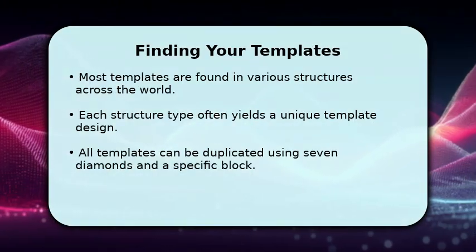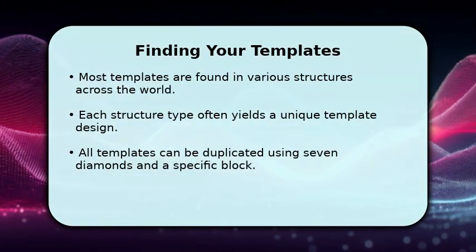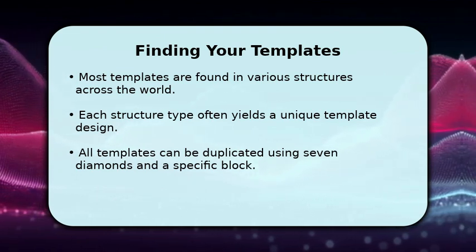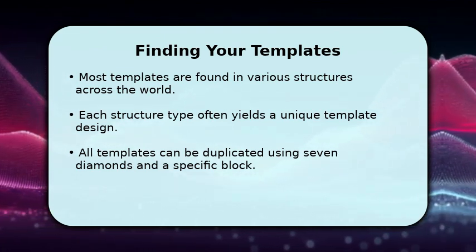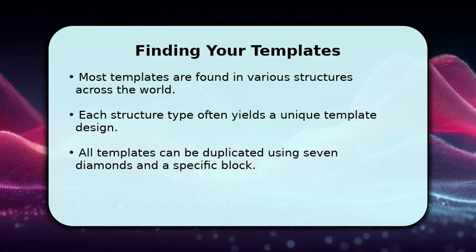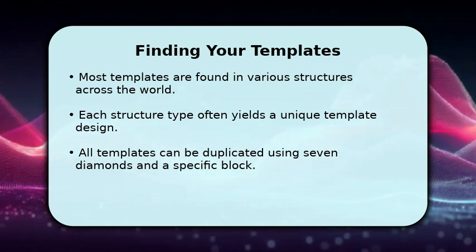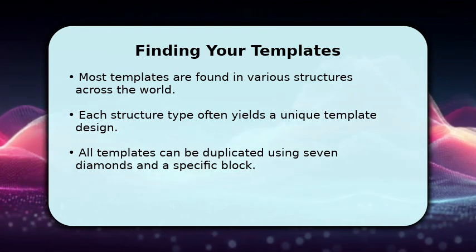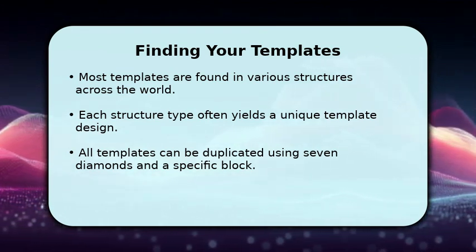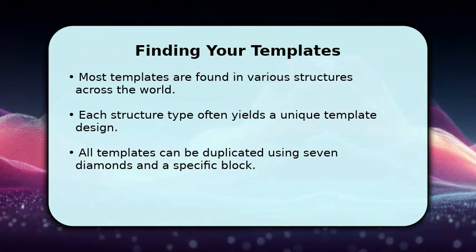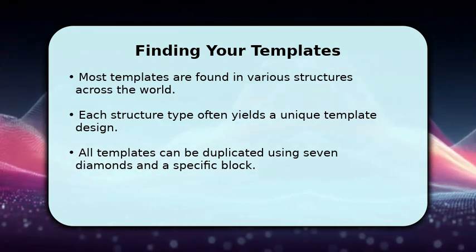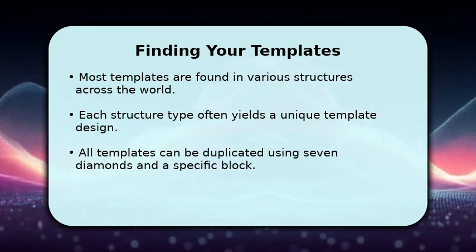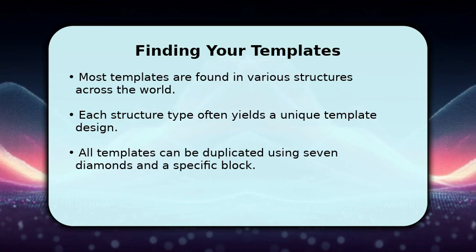Finding smithing templates is an exciting part of the process. Most of these valuable templates are discovered in chests located within various structures throughout your Minecraft world. Each type of structure, like a desert temple or a woodland mansion, often holds a unique template design, encouraging exploration. Once you have a template, you can duplicate it by combining it with 7 diamonds and a block of its associated material at a crafting table. Happy hunting for these rare finds.